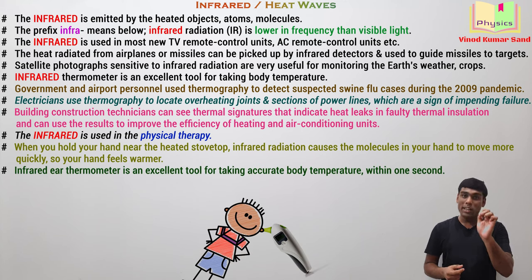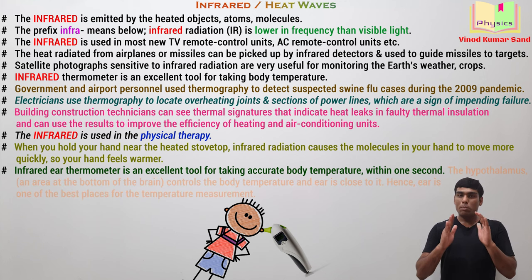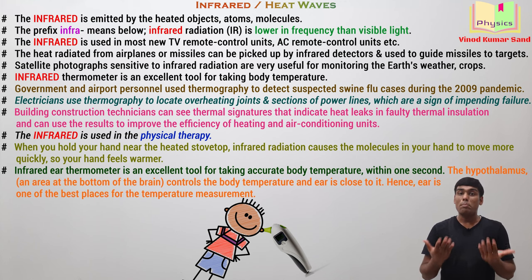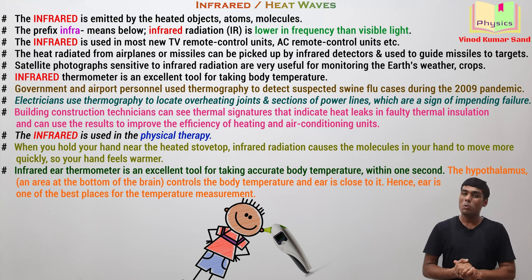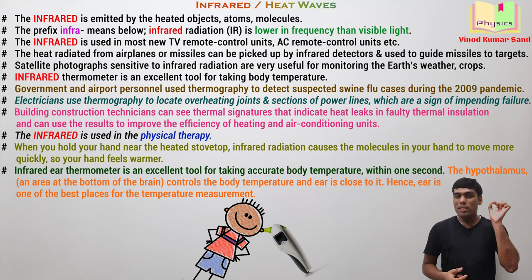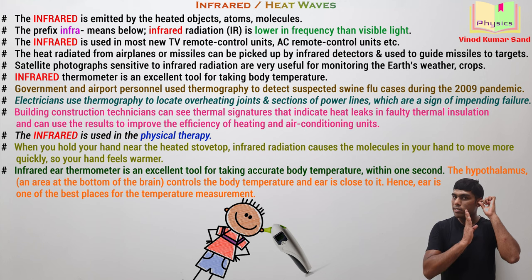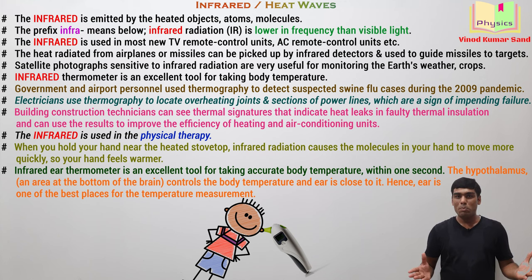Another practical use of the infrared is in infrared ear thermometers. It's a great tool in taking the temperature of a baby or of a hyperactive kid. The lower part of the brain, the hypothalamus, controls the temperature of the entire human body. And our eardrum is located very close to the hypothalamus. So when the infrared ear thermometer is inserted inside the ear, it receives the infrared from the hypothalamus and it gives the accurate temperature of the human body.